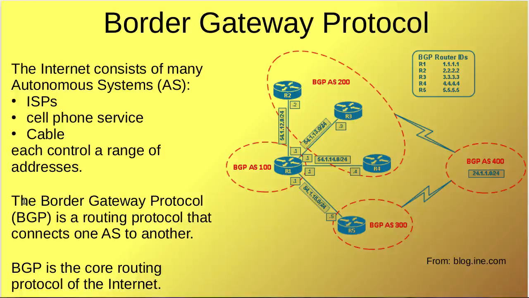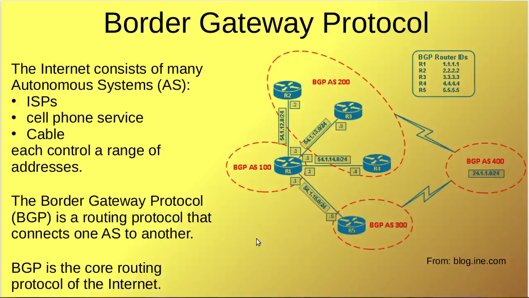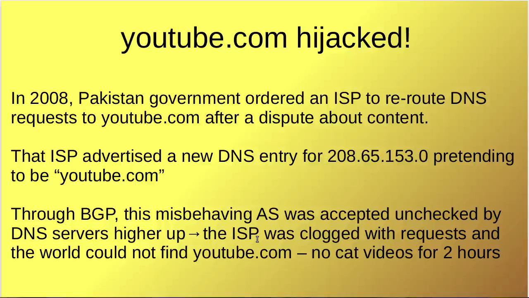The way you communicate between these autonomous systems is through the use of the border gateway protocol, which is just a routing protocol that connects one autonomous system to another. And this BGP, or border gateway protocol, is really the core routing protocol of the internet. Once again, this is working at layer 3, but it typically also has some layer 4 functionality. So once again, all it's doing is figuring out where to send packets so that it eventually gets to its destination.